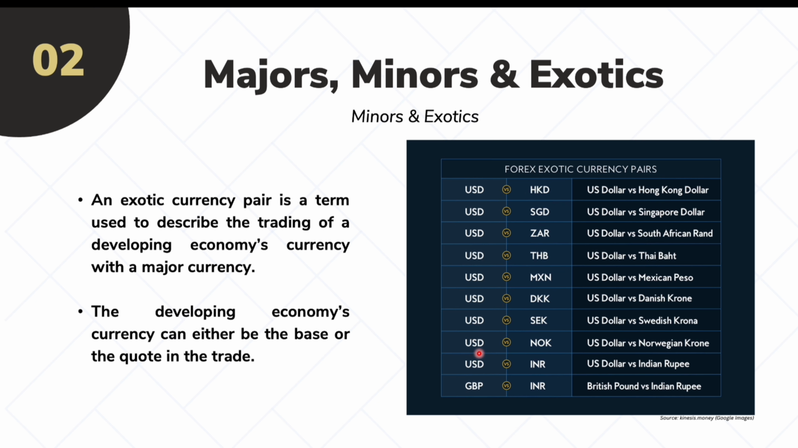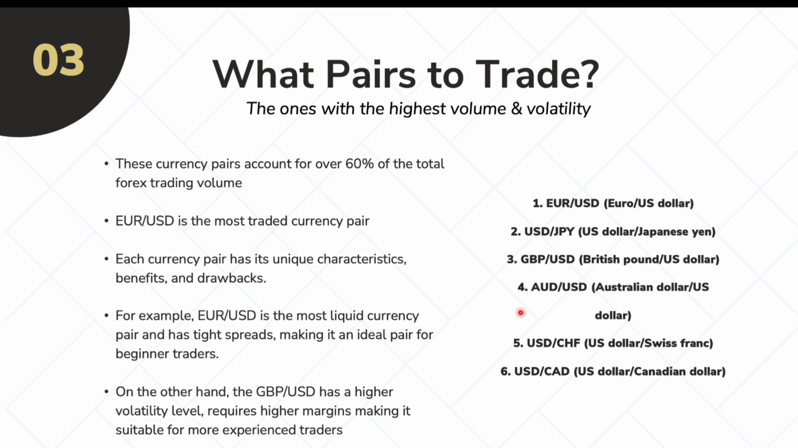Exotic pairs are also nice to trade, but keep in mind the exotic pairs are more difficult to trade, and that's because they are developing currencies. The developing economy's currency can either be the base or the quote currency. So now you know what a Forex pair is and how you can read them with the base and the quote currency. You know what the majors are, you know what the minors are, you know what the exotic pairs are.